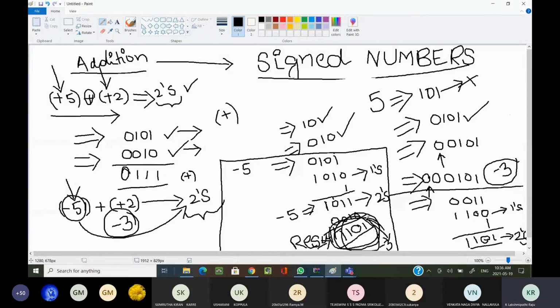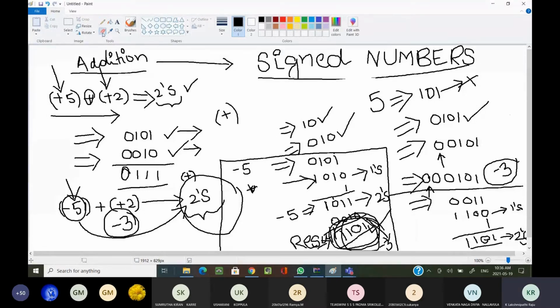Now, I hope you are noting down these points in your notebook. If you are not writing in your notebook, that is up to you. I already told you so many times repeatedly, please note down these points. After performing addition or subtraction, the result we are getting is in the form of 2's complement. Why? We are performing operations on 2's complement numbers.